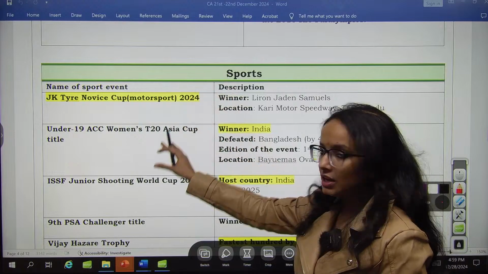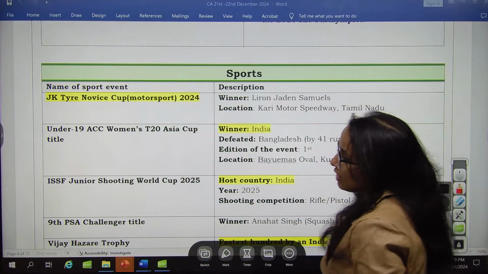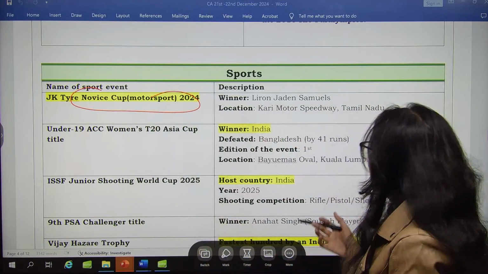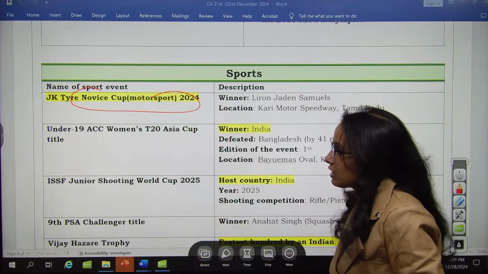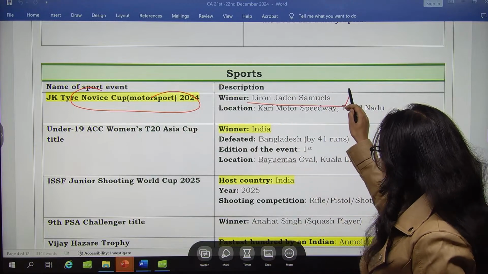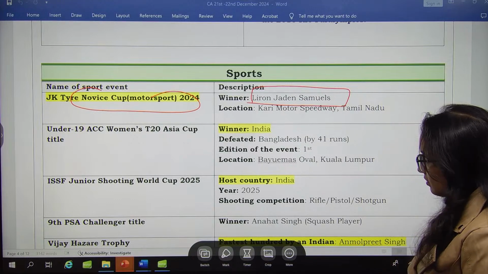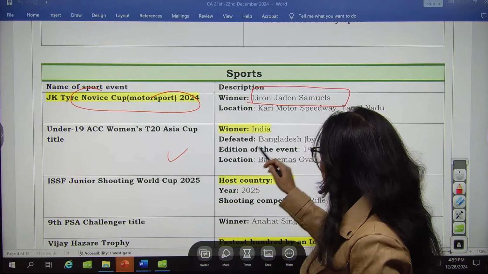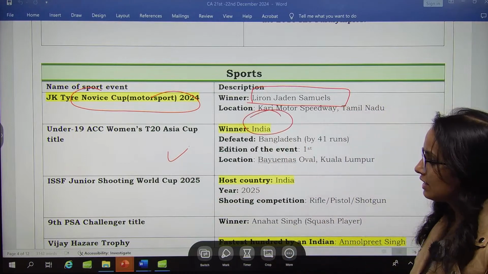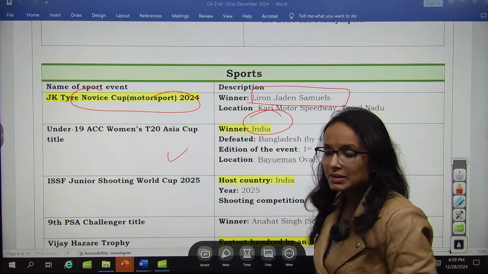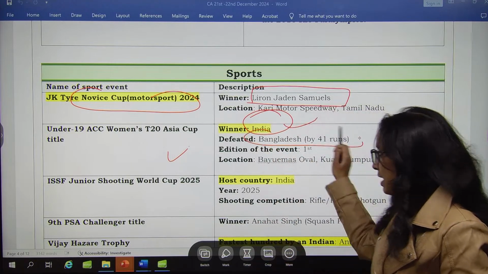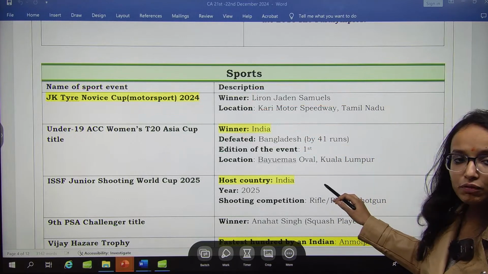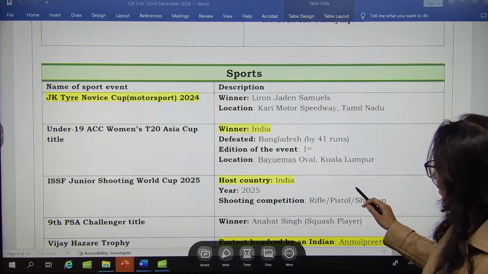Here you have the name of the sport event, and here is the description. JK Tyre Novice Cup is associated with motor sport. Who is the winner of JK Tyre Novice Cup 2024? Winner is Lyron Zedin Samuels. At the Under-19 ACC Women's T20 Asia Cup, the title winner is India, defeating Bangladesh. This was the first edition of the event, held in Kuala Lumpur, Malaysia.